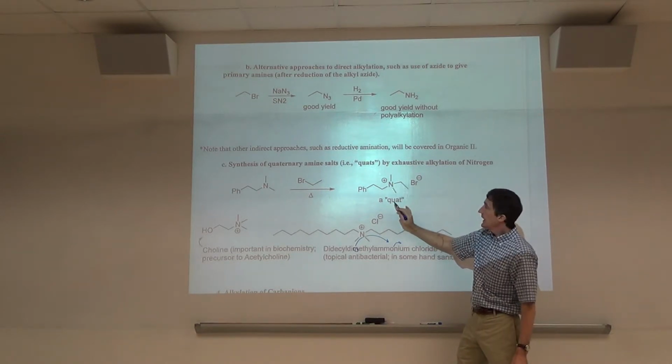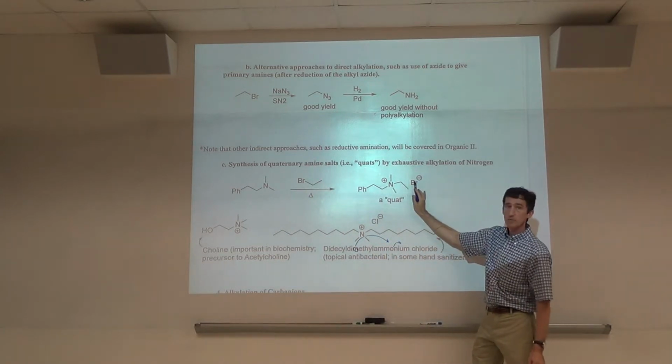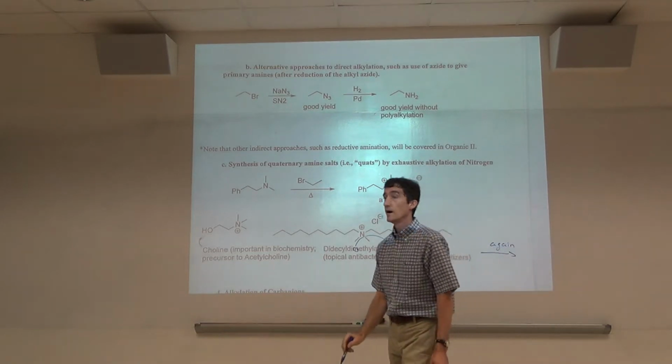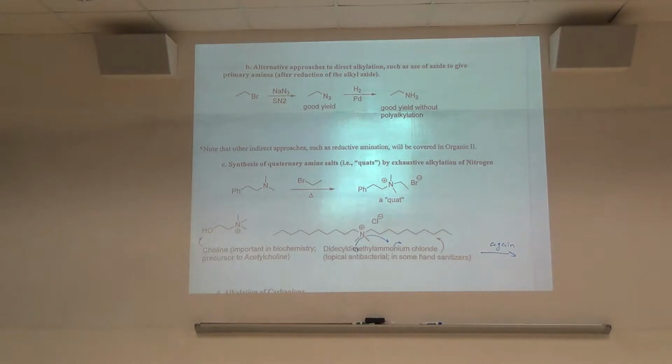Okay? It's called a quaternary amine salt. It's going to have a minus with it. Very often just called a quat. Many of you have used quats. You have it in your purse, something. Zach, you got quaternary in your purse? Yeah. Maybe not you, but where is it at?